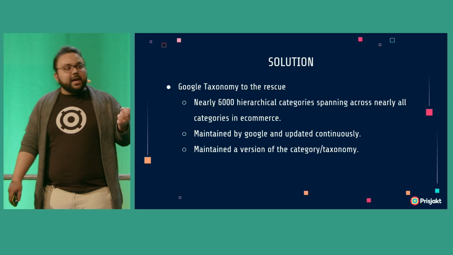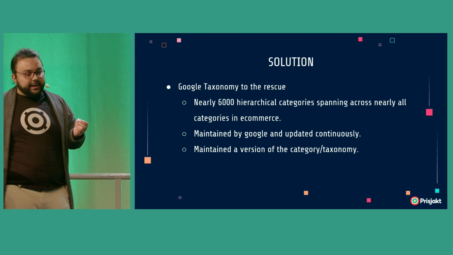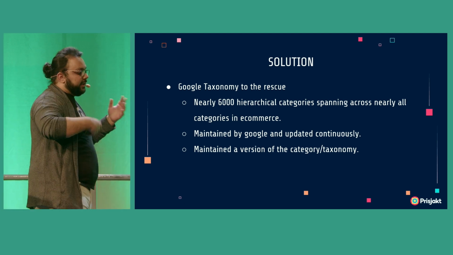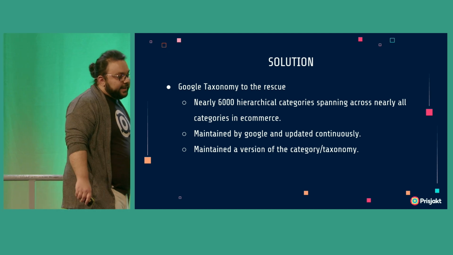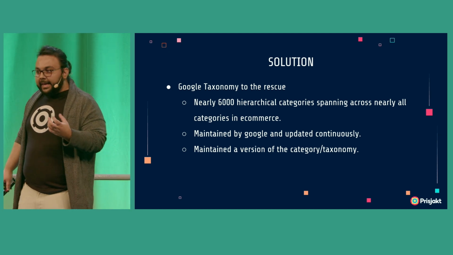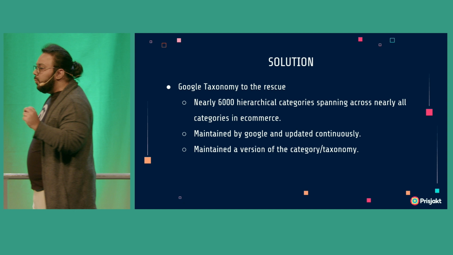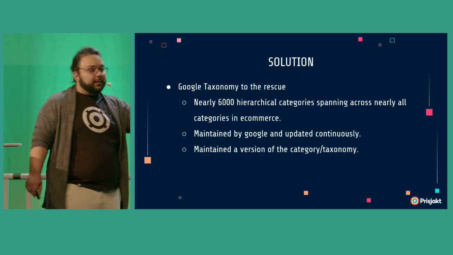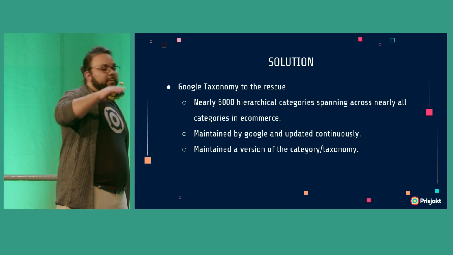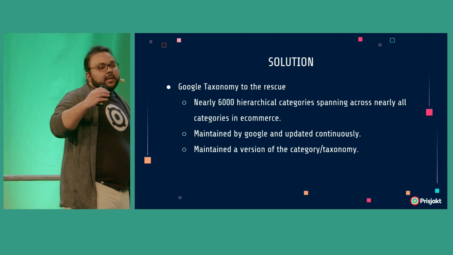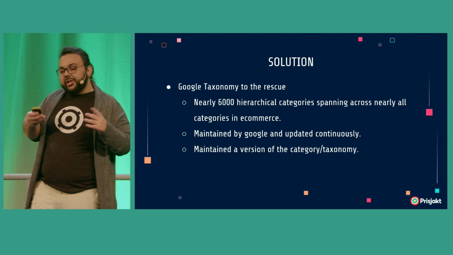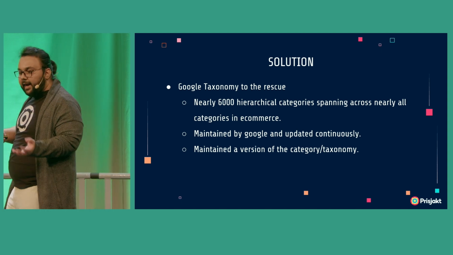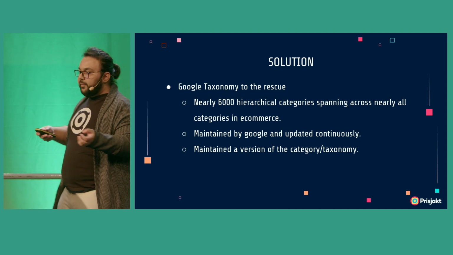So they have nearly 6,000 hierarchical categories, and they're constantly evolving those categories. It's maintained by Google, but we didn't want to rely just on that. So we took a base level Google taxonomy and built our own version on top of that, so that if Google changes something major, we don't have to keep track of it and it doesn't cause problems in our system. So it was kind of independent from that.